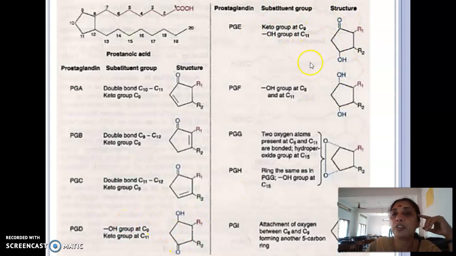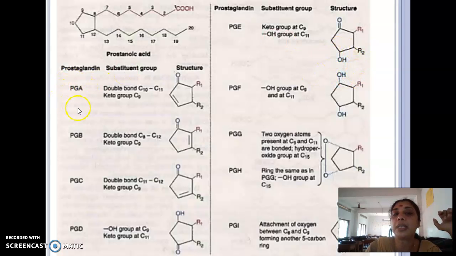And in the case of PGE also, see the difference. In PGD, OH was on the 9th, keto on the 11th. In case of PGE, it is exactly reversed. The 9th keto group remains there while this double bond is removed. In PGA, the double bond is removed and replaced with an OH group, right?